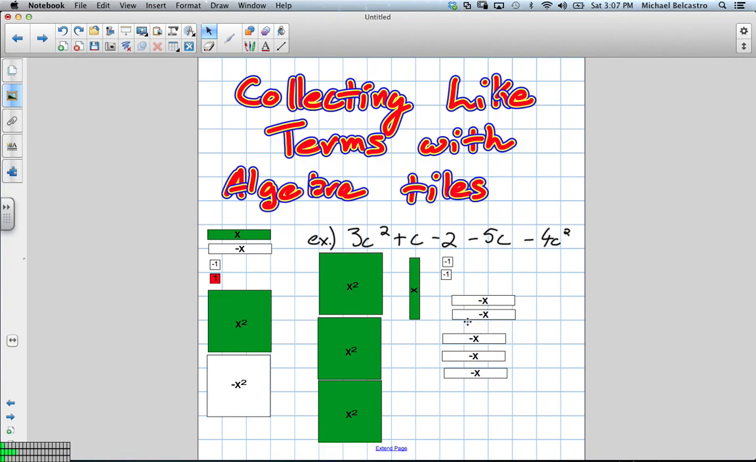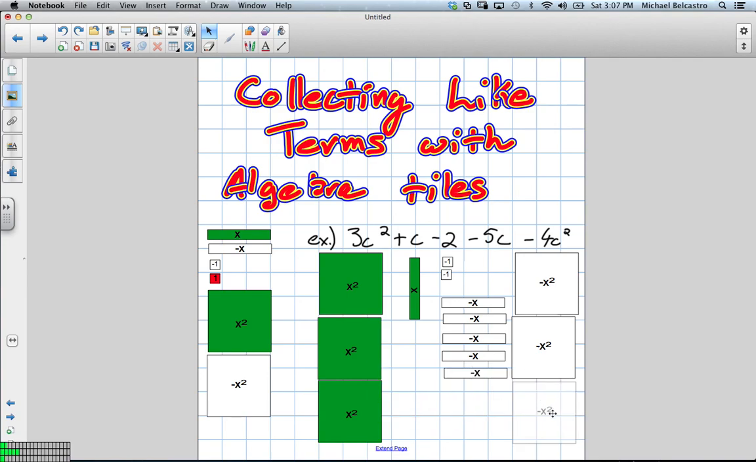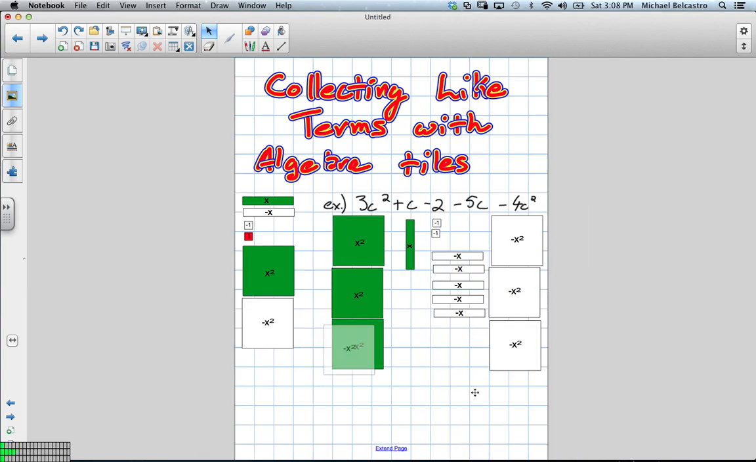And then finally, I guess we're going to have to move them over a bit. What's that last term over there? 4c squared. And is it positive or negative? It's negative. So what shape and color represents that for us? That would be the white x squared tile. The green one represents positive, so for the negative, we need the white one. So you're right. We're going to need 4 of these, right? So we have 1, 2, 3. Let's split this little 4.